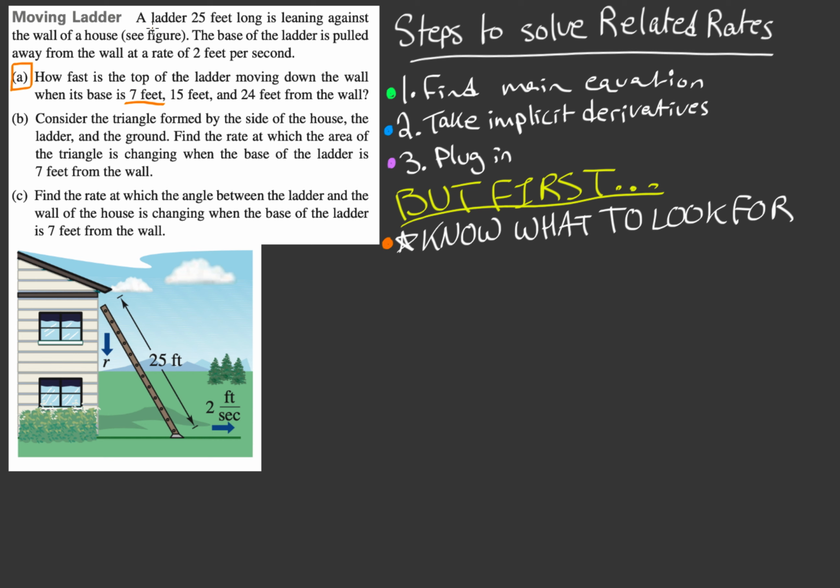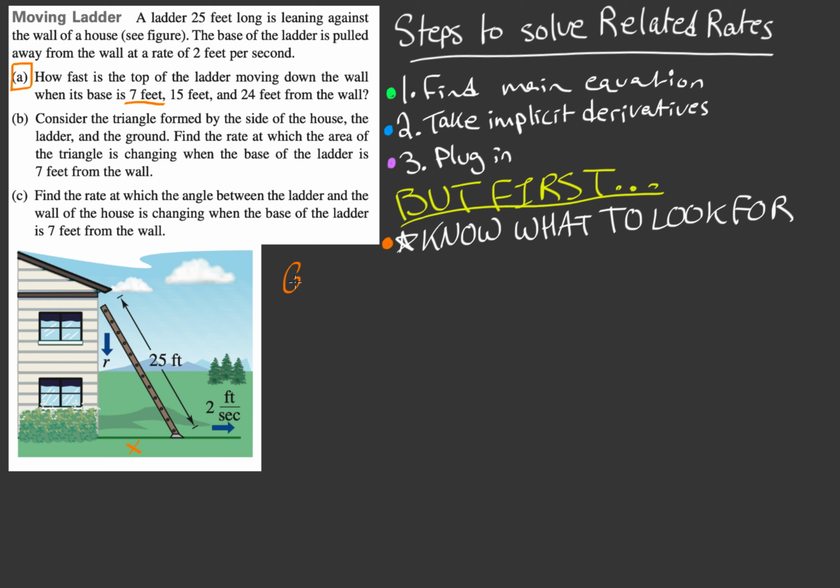So it says I'm moving a ladder 25 feet long, so we can see that right here, leaning against the wall of a house. So this is the house. And the base of the ladder is pulled away at a rate of 2 feet per second. So this base right here, let's call that x, is being pulled at 2 feet per second. How fast is the top of the ladder moving down the wall when its base is 7 feet, 15 feet, and 24? But we're only going to do 7 feet for this example. So know what to look for.